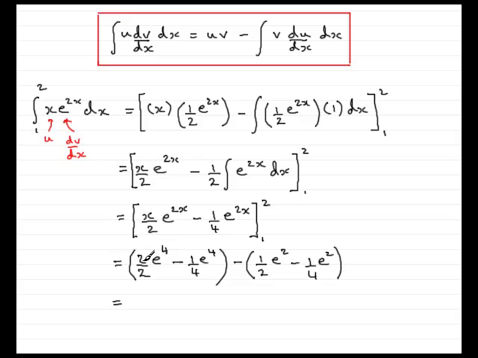Working this out, we have 1 whole, 1 times e to the 4, that's e to the 4 minus a quarter e to the 4, that's 3 quarters e to the 4. And then here we have a half e squared minus a quarter e squared, so that's going to be a quarter e squared, so we have minus a quarter e squared.